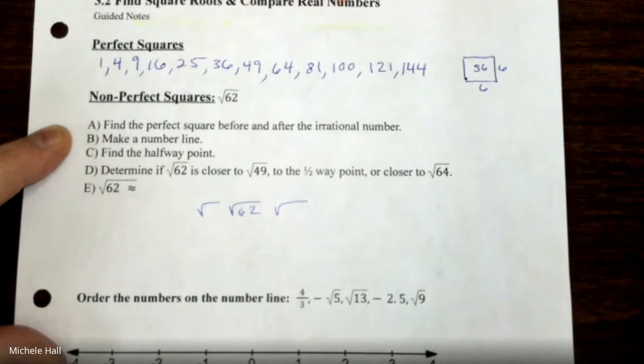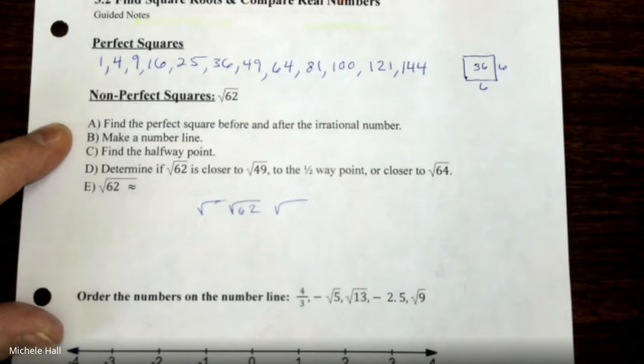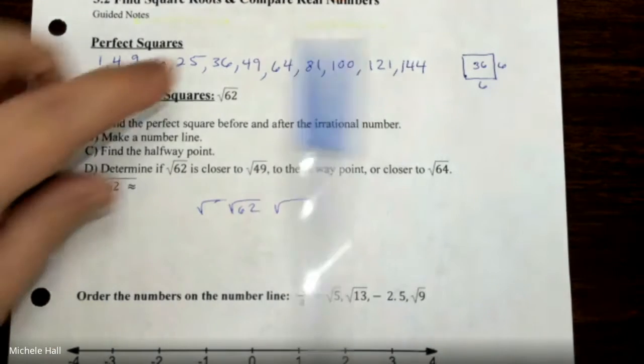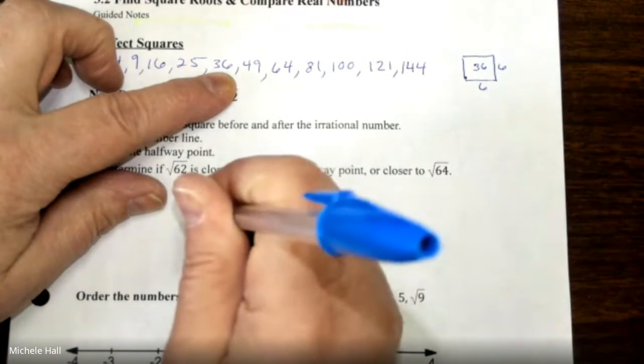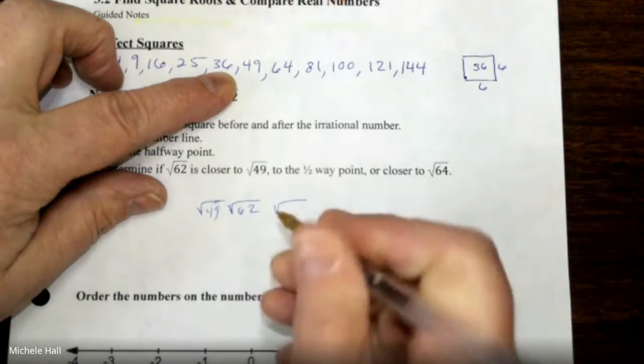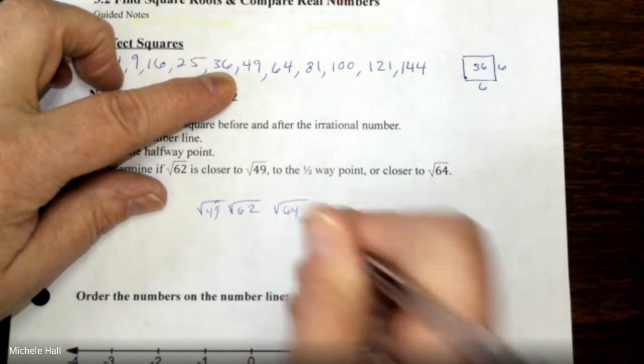Go ahead and do that. Write it down. What is the perfect square before and after 62? What's the perfect square before 62? Correct. So 62 is in between 49 and 64. So we have the square root of 49 before it and then the square root of 64 after it.